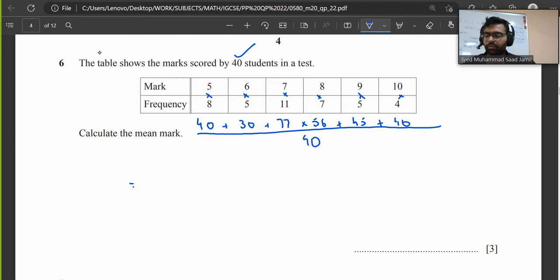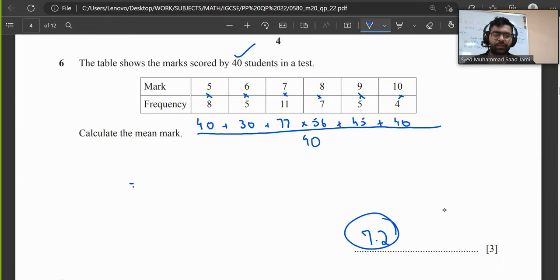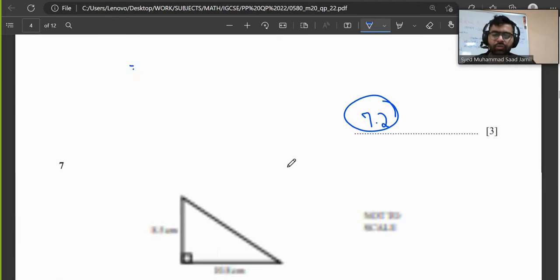40. So let's do that in front of you. 40 plus 30 plus 77 plus 50 plus 56 plus 45 plus 40. It's 288 divided by 40. So it's 7.2. So the mean marks, the average marks of the class, are 7.2.